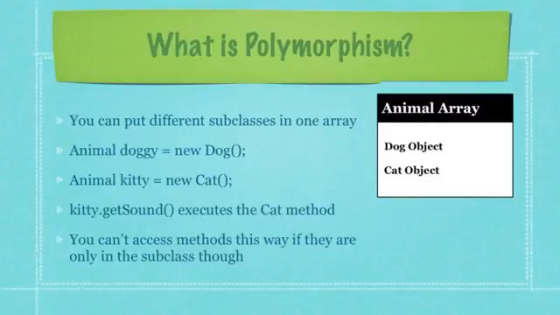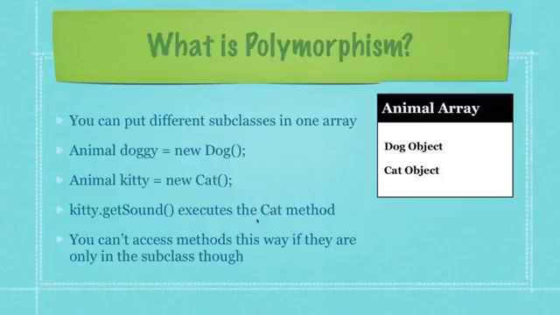On top of that, you're going to be able to refer to subclasses by their superclass type. So in this situation, you have doggy, which is really a dog, but we're going to think of it as an animal, and kitty, which is really a cat, but we're also going to look at it like it's an animal. In doing so, we're going to be able to create arrays that are going to have a bunch of animal objects. However, if you go and call kitty get sound, because of polymorphism, it's automatically going to execute the cat method instead of trying to execute the get sound method for animal.